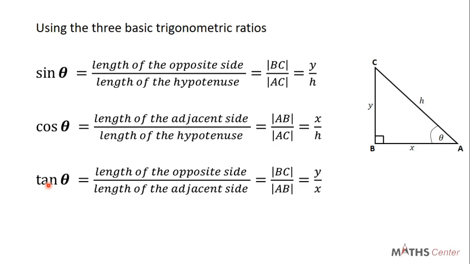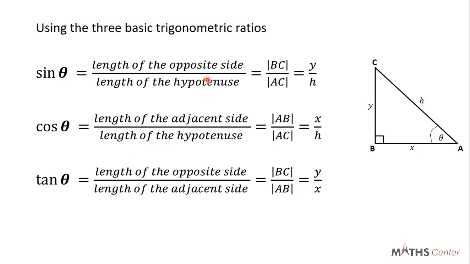Then tan, which is the last one, tan of this angle, so tan theta is equal to opposite divided by adjacent. So the length of the opposite side, which is BC. BC is opposite to theta. Remember, we are considering everything in relation to theta. So BC is opposite to theta, AB is adjacent to theta. So it's opposite, which is BC or Y, divided by adjacent, which is AB or X. So tan theta from this diagram is equal to Y divided by X.